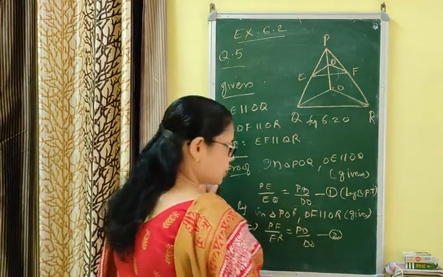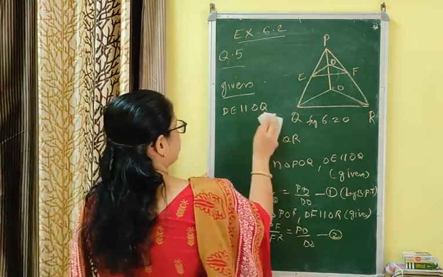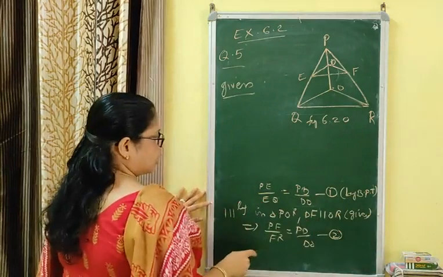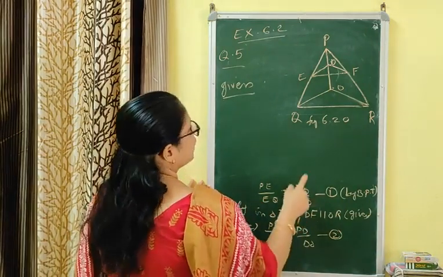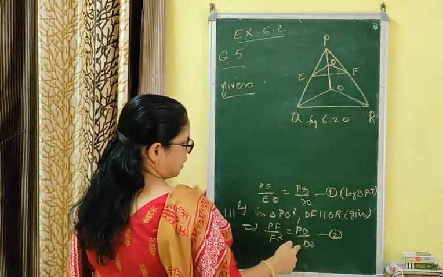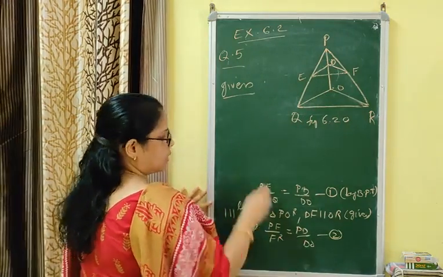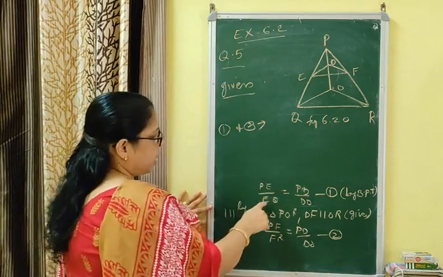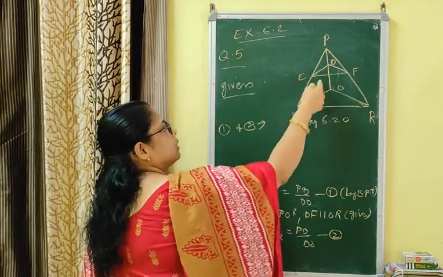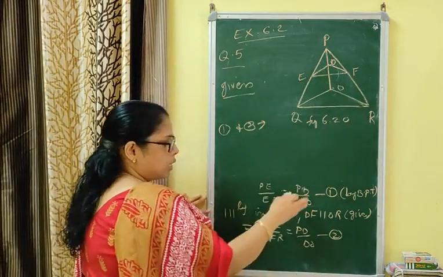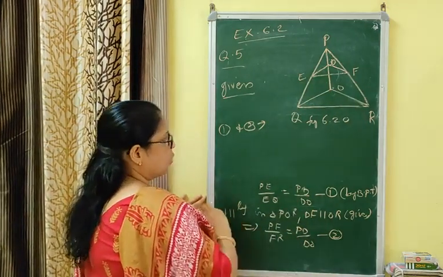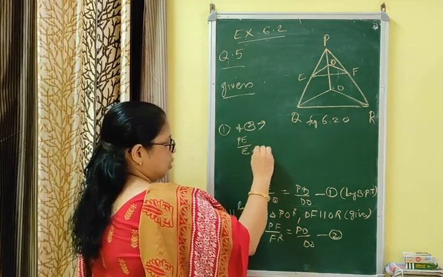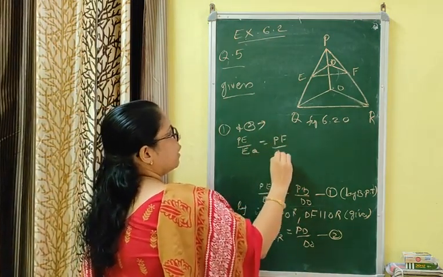No need of mentioning the same theorem frequently in the same question. Now see equation 1 and 2. In equations 1 and 2, you are getting PD by DO common on the right side. Since right sides are equal, you can get the left side. We have applied BPT in this left triangle as well as the right triangle, so that we got two equations in which right sides are equal. That means 1 and 2 give PE by EQ is equal to PF by FR.